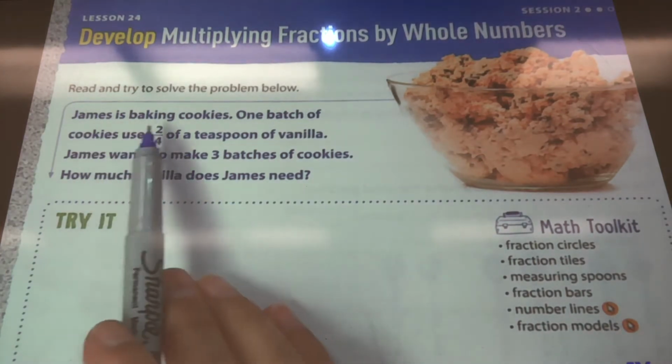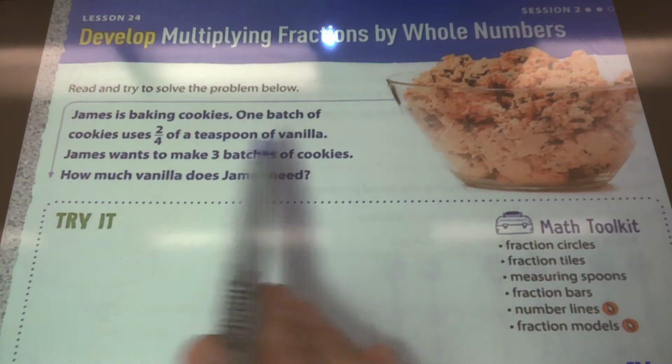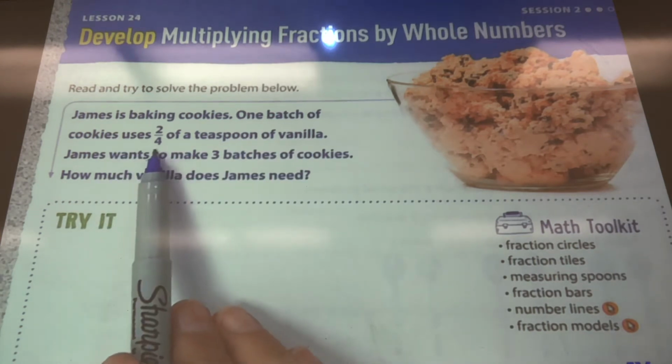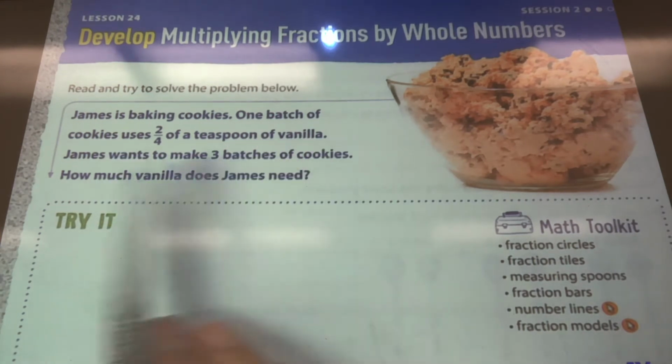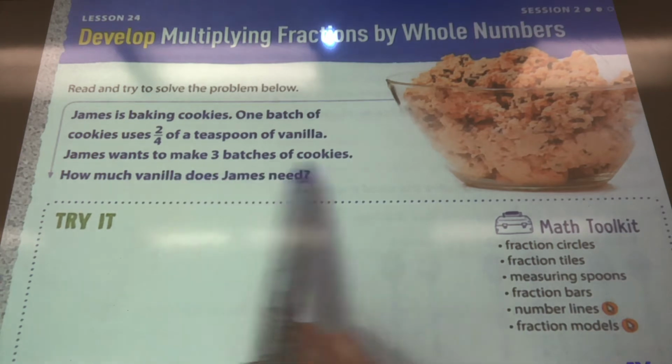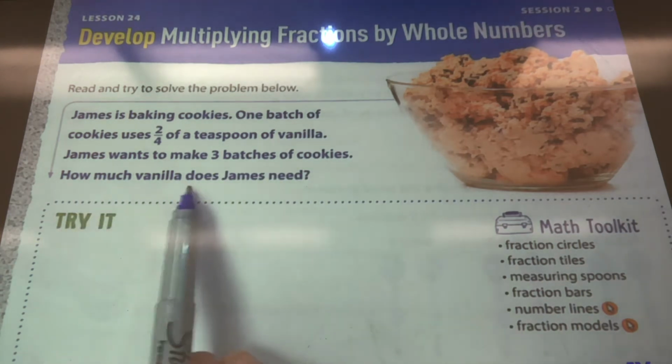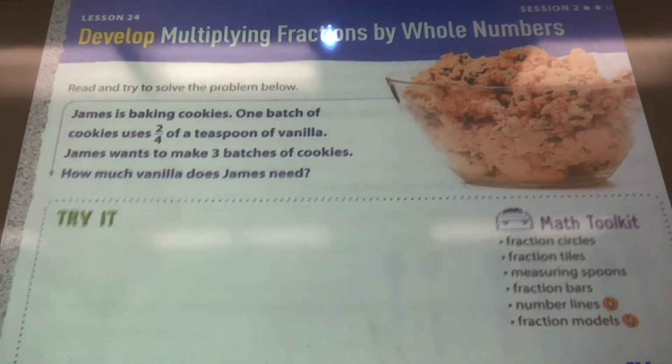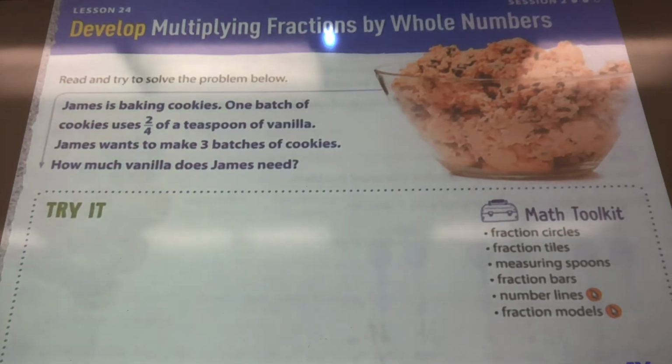It says, James is baking cookies. One batch of cookies uses 2/4 of a teaspoon of vanilla. James wants to make 3 batches of cookies. How much vanilla does James need? Now, thinking to the methods that we've used in the past, what method do you think would be easiest for you to use to solve this equation?